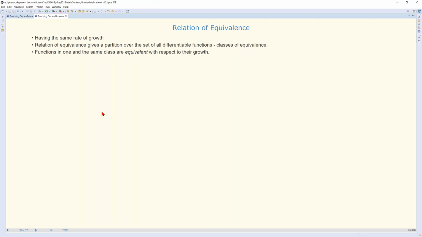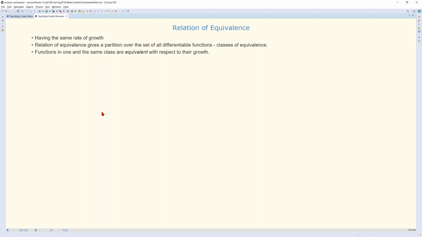So based on these definitions, we can define a relation of equivalence, which is actually the class of functions that have the same rate of growth. So a relation of equivalence gives a partitioning over the set of all differentiable functions. These functions actually correspond to the complexities of different algorithms. So we're looking at many different algorithms, different ways of doing the same thing.